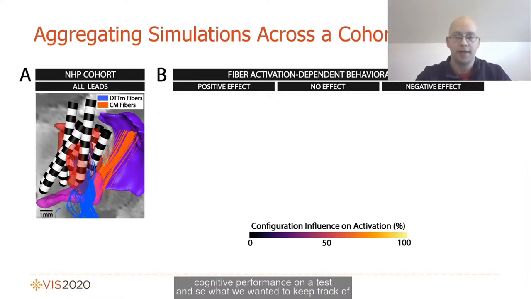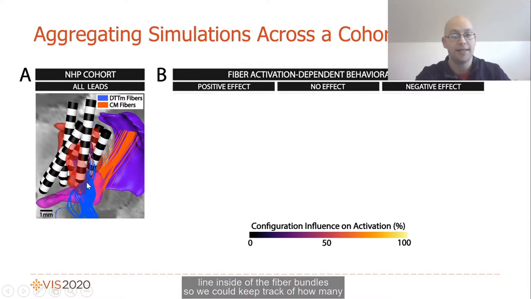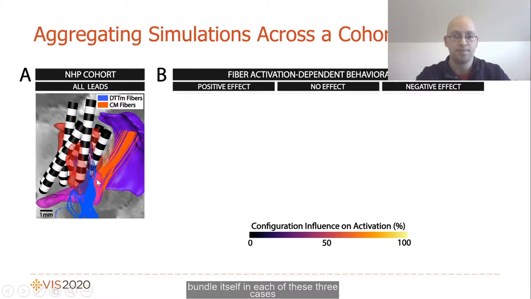And so what we wanted to keep track of was what we called the configuration's influence on activation, which we summated: each configuration's ability to activate every single fiber line inside of the fiber bundles. And so we could keep track of how many configurations were activating each component of the fiber bundle itself in each of these three cases.